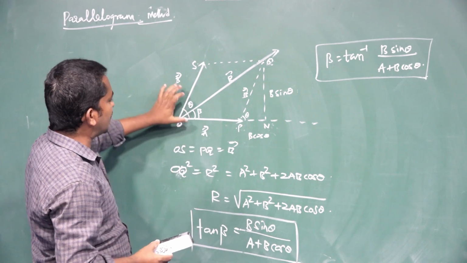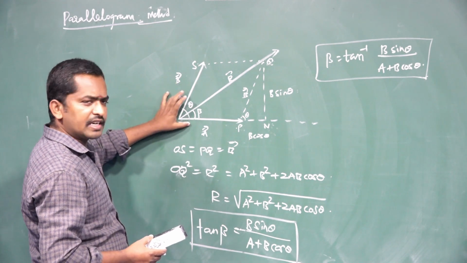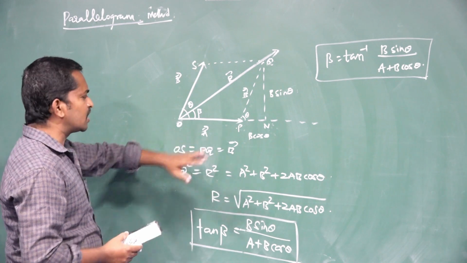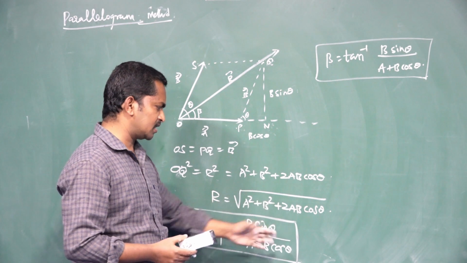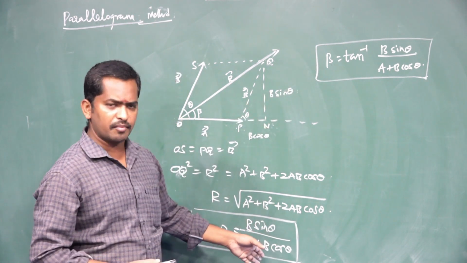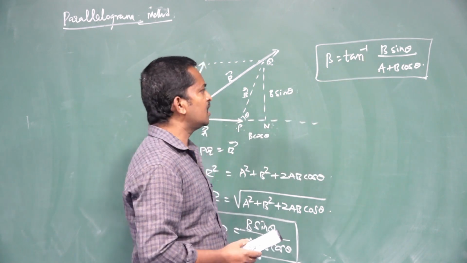In the parallelogram method, the adjacent sides of the parallelogram act as the two vectors, and the diagonal must be the resultant vector. Almost equal. See, R is equal to square root of A square plus B square plus 2AB cos theta. This is the resultant vector. Tan beta is equal to B sin theta divided by A plus B cos theta. Beta is equal to tan inverse of B sin theta divided by A plus B cos theta.